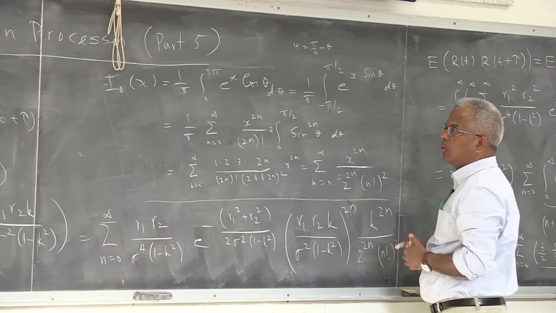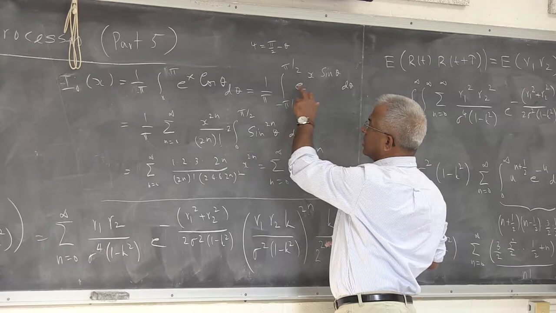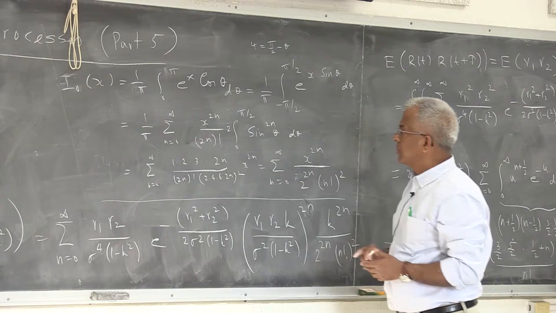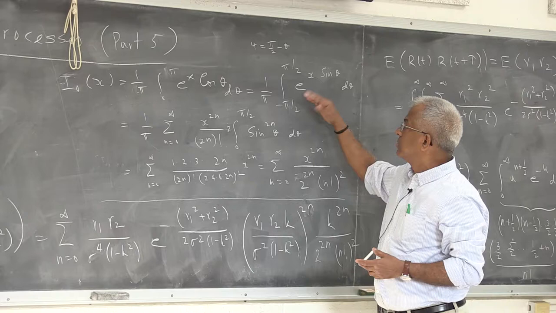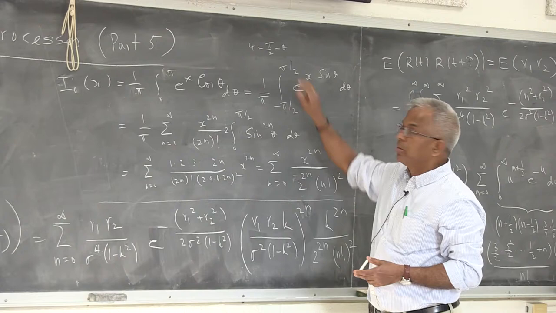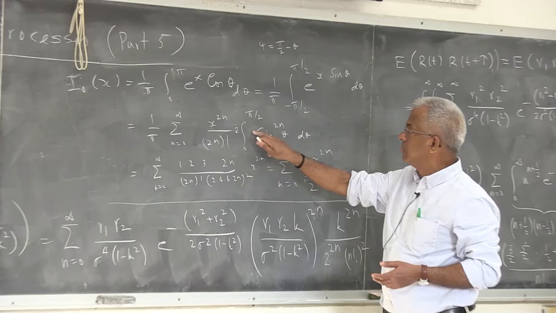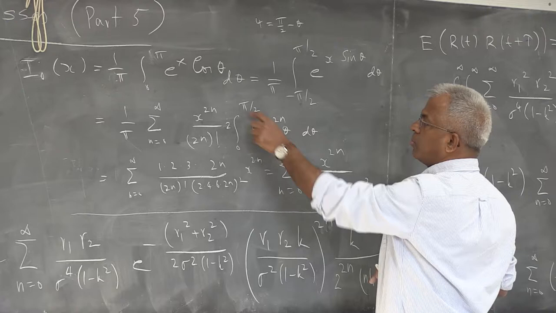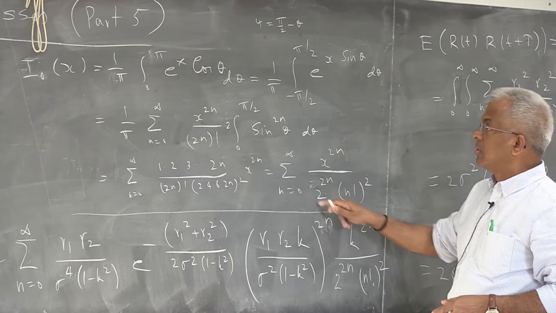over an even region. And then you expand it as e raised to x sine theta, the sum of terms to the power k over k factorial. But notice that all the odd order terms will vanish because sine to the power odd order terms integrate over minus pi by 2 to plus pi by 2 to 0. So only the even terms are maintained. That is 2 times 0 to pi by 2. But this integral of 0 to pi by 2 of sine to the power 2n theta is well known. That's this expression.